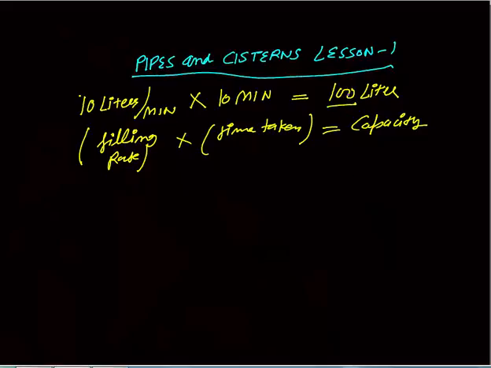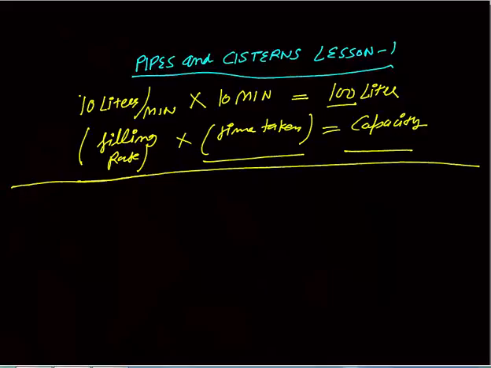So again, in this chapter there are three variables. One is the filling rate, one is the time taken, one is the capacity. Out of these three variables, two will be given to you and you have to calculate the third one. Let's discuss what kind of question you can expect in this chapter.